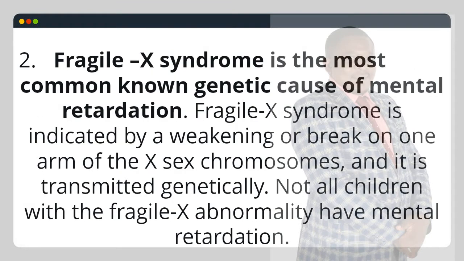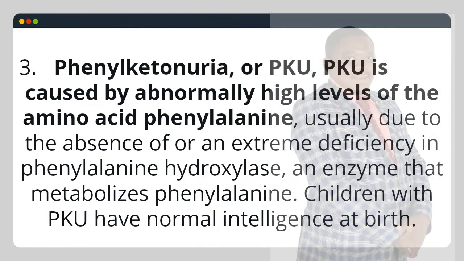2. Fragile X syndrome is the most common known genetic cause of mental retardation. Fragile X syndrome is indicated by a weakening or break on one arm of the X chromosomes, and it is transmitted genetically. Not all children with the Fragile X abnormality have mental retardation.